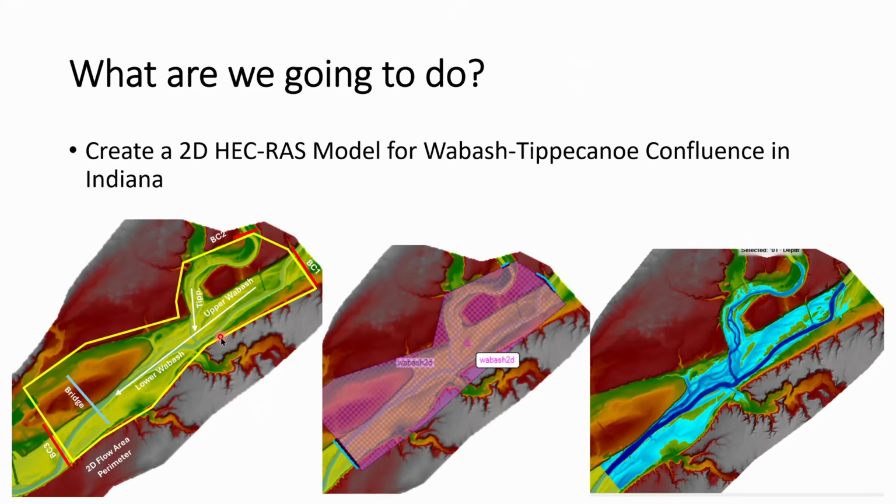So finally, this is what we are going to do. Now if you have followed the 1D HEC-RAS model on my channel, you may be familiar with this river, Wabash River, and the Tippecanoe. We did cross sections. In this case, we are going to do a two-dimensional mesh, and we have the boundary condition upstream for the Wabash River and the Tippecanoe River, and then the downstream condition for the Wabash River, and we are also going to define one bridge, and finally we are going to create this simulation to get this inundation.